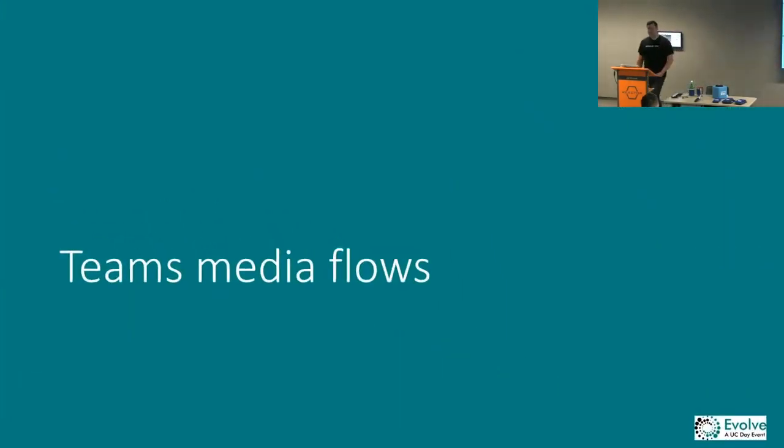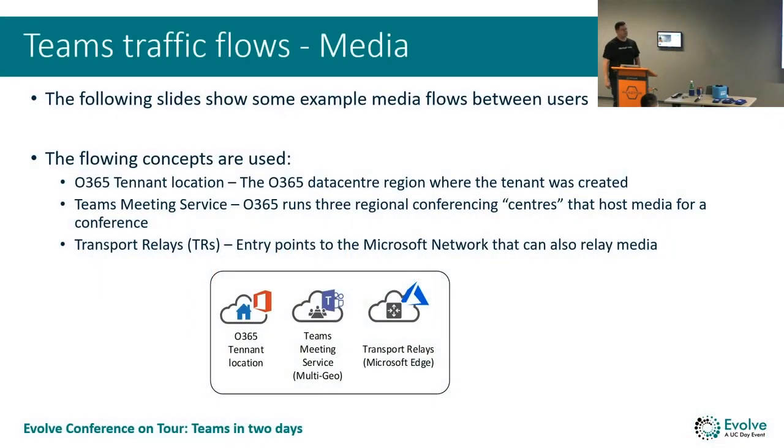Okay, so Teams media flows now. This is talking about where traffic is going to go, roughly where the traffic is going to be, point-to-point or via what kind of Microsoft service. There are 3 little icons to be aware of: the icon for where our Office 365 home tenant is located, an icon for where the Teams meeting services are located, and then there are these things called transport relays, which are dotted around the world and used by Teams to do part of what it does.